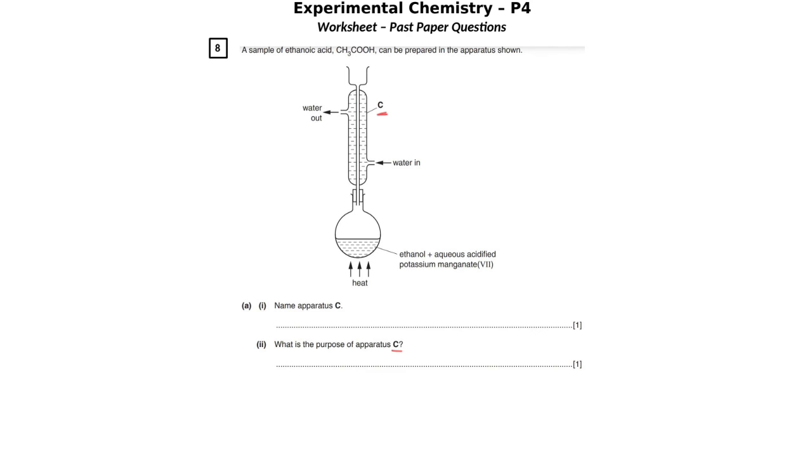What is the purpose of apparatus C? We have done that as well. But you will not write just "to condense." Just be a bit more precise. Now that you know you have ethanol and potassium manganate, ethanol will be vaporized first. So you can write: to condense volatile substances and return them to the flask.